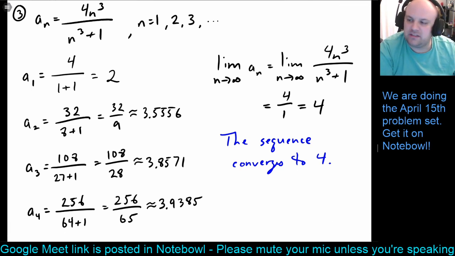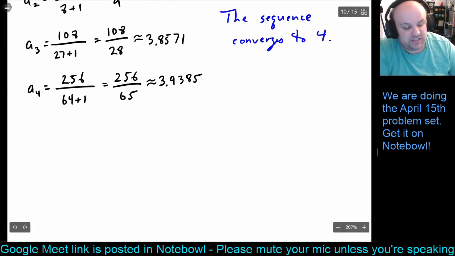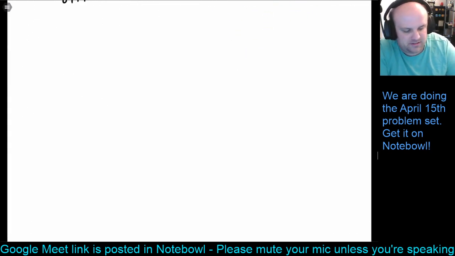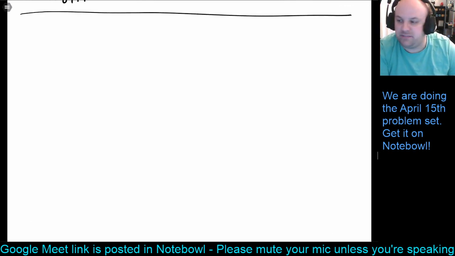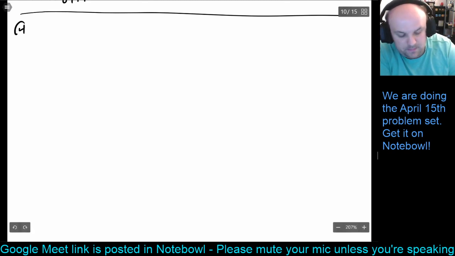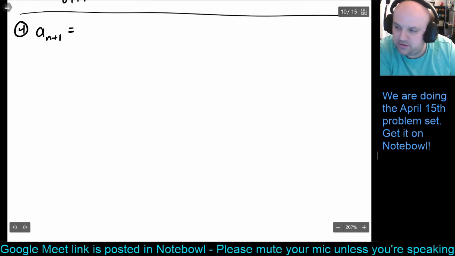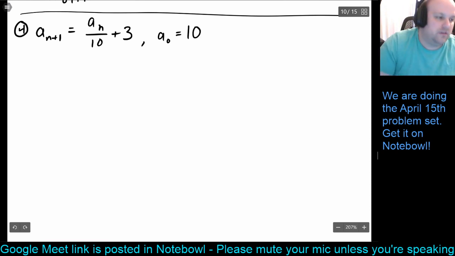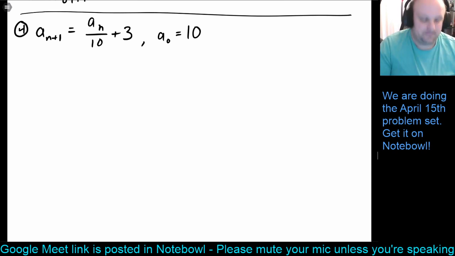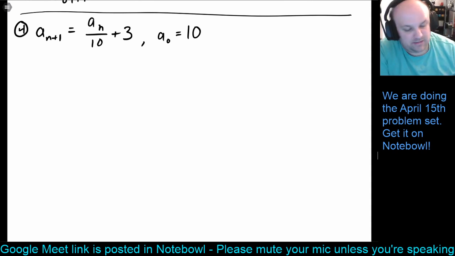Finding limits of recurrence or sequences given to you with a recurrence relation can be a bit trickier because there's no explicit formula to find the limit of. So for these types of things, normally you'll either want to get an explicit formula or look at it graphically, and make a conjecture here.